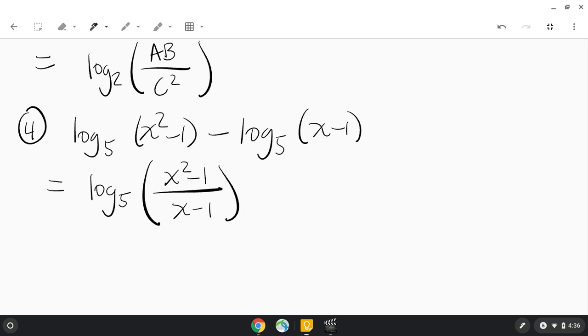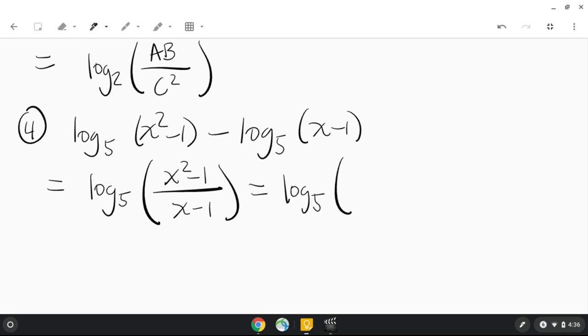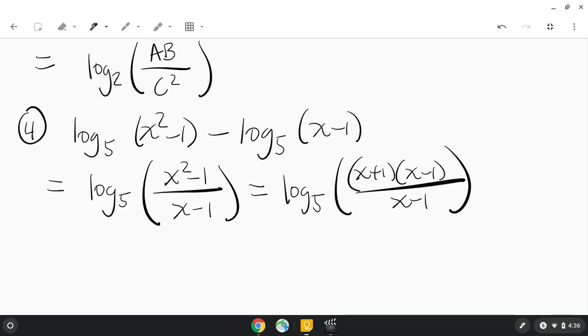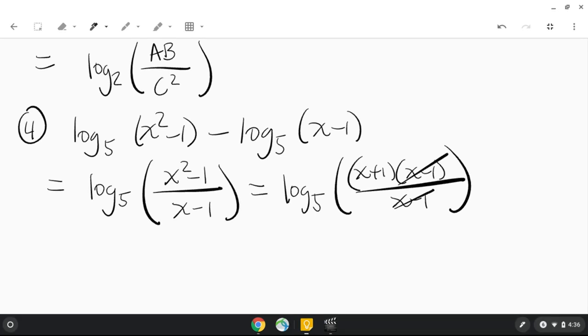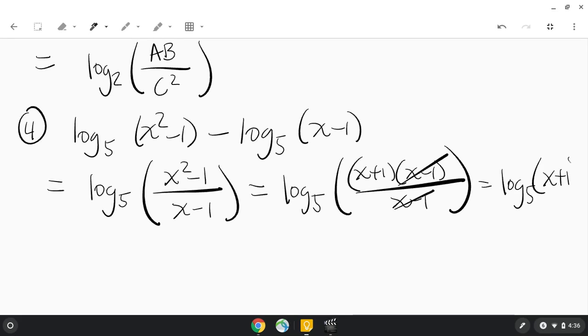Here I would just go ahead and simplify, since the numerator can factor out to x plus 1 times x minus 1. Difference of squares is x plus 1, x minus 1. And I can cancel out the x minus 1s. So my final answer is going to be log base 5 of x plus 1.